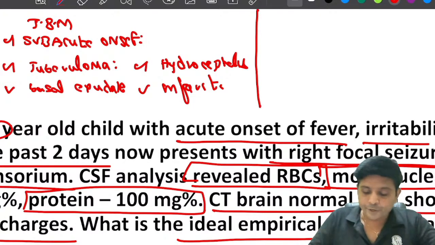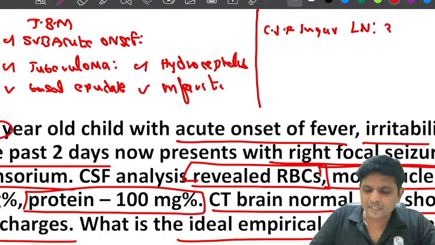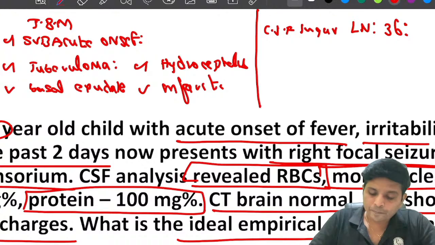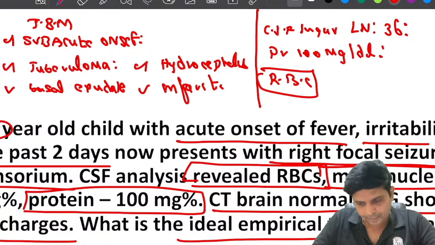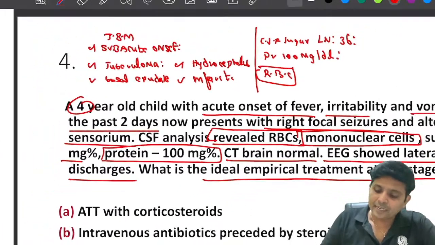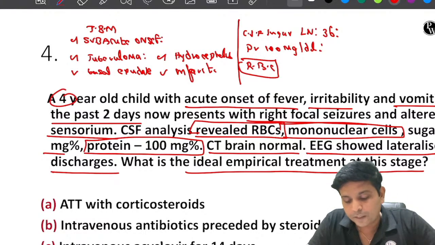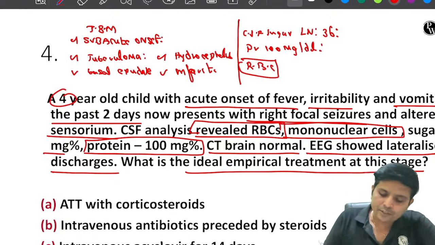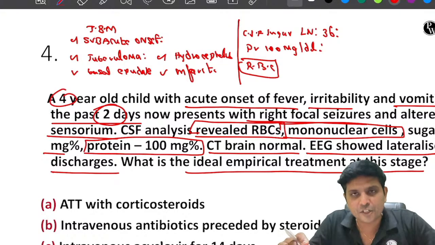Okay, what will happen in tuberculous meningitis? Your CSF sugar will be low normal, not very low. 36 can be accepted. Protein 100 milligram per deciliter, yes, can be accepted. CSF showing RBC, is it traumatic? Let us see. But CT did not reveal anything. MRI they didn't mention. If it is a case of tuberculous meningitis, by this time you should have developed hydrocephalus. But again here, just 2 days. This acute manifestation, please do not diagnose tuberculous meningitis.